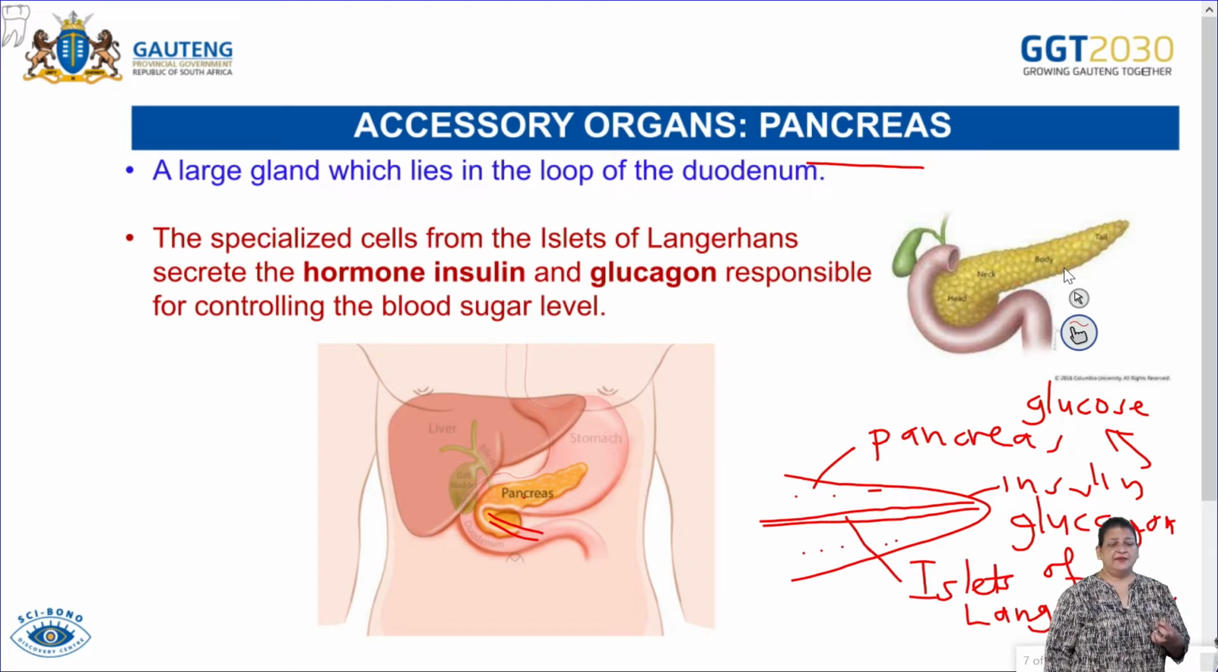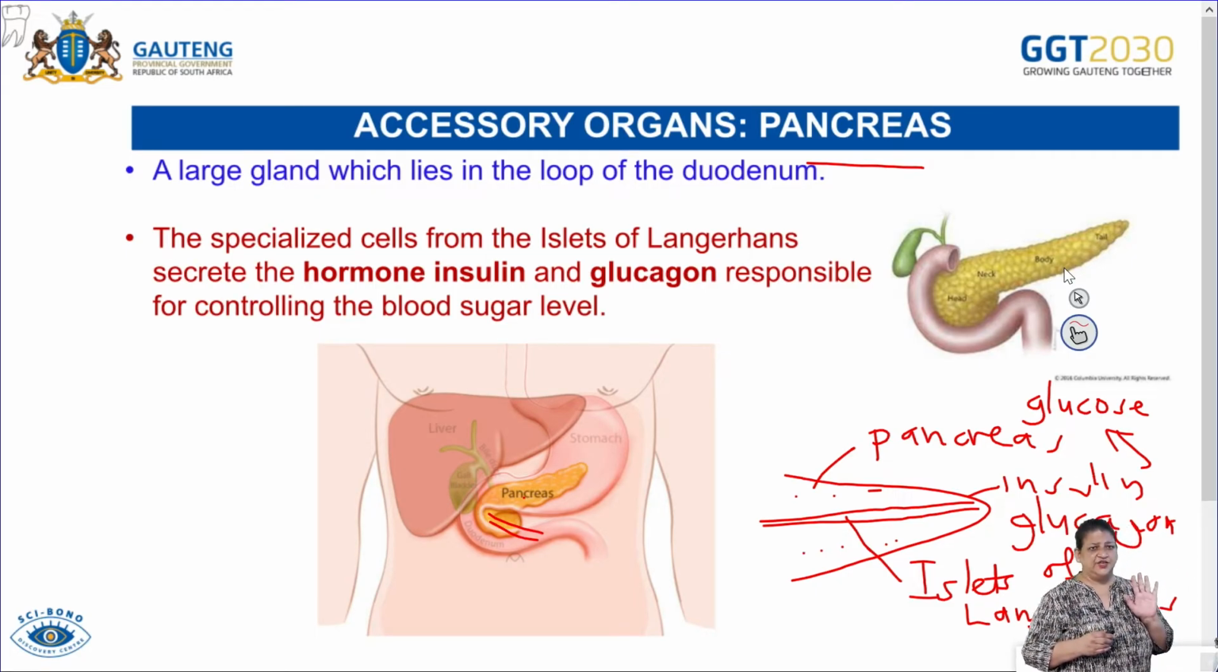What is an enzyme? It is a molecule responsible for breaking down a substance from a complex form to a smaller form: from a protein to an amino acid, from glycogen to glucose, from fats to fatty acids and glycerol. So enzymes break down substances from large molecules into smaller ones so that they can be absorbed.